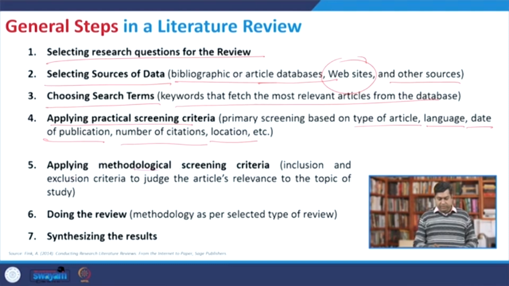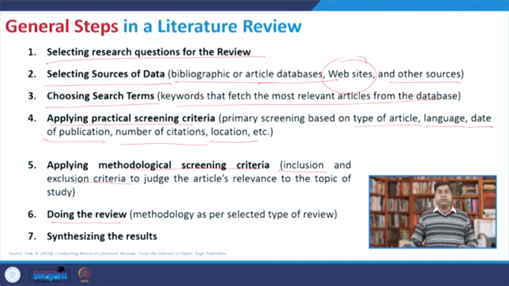Then applying methodological screening criteria, where you have inclusion and exclusion criteria to judge relevance. In that case there is further fine tuning: you have given a filter that these are papers published in the last 5 years, and now you add that this paper should have this inclusion. Looking at the title, it is probably okay, but looking at the abstract it is not relevant, so you can remove that.